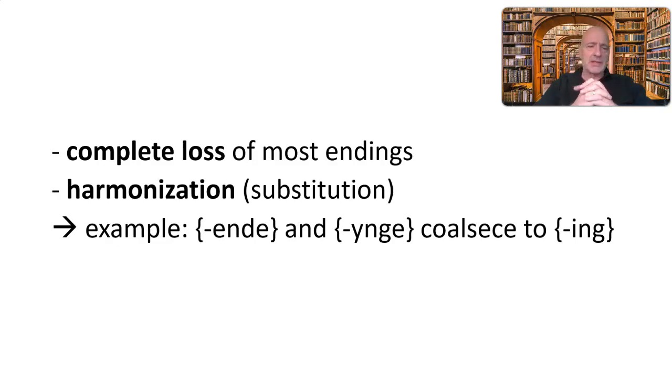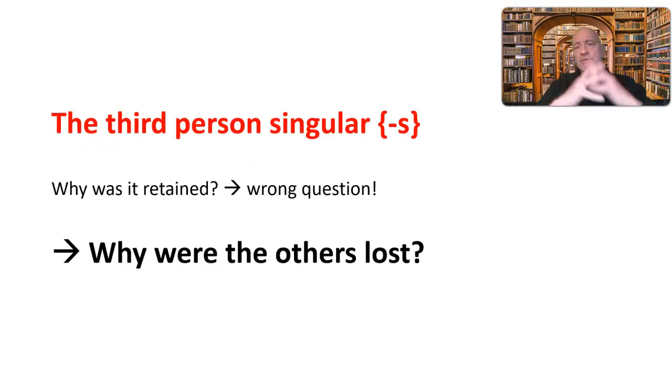There's one example here. In Old English, you had -end and -ing, both denoting, among others, the present participle, and they coalesced to -ing. All right, here we go. We'll come to that. But most of all, what about the third person singular, which you still have in the present tense? So why was it retained? And probably this is not the right question. We have to ask, why were all the others lost?